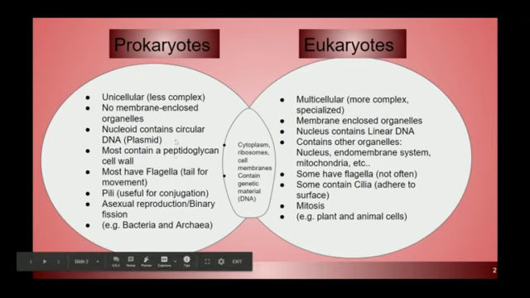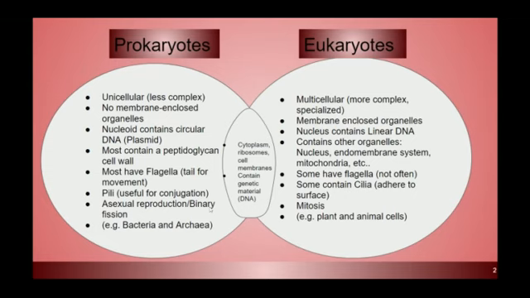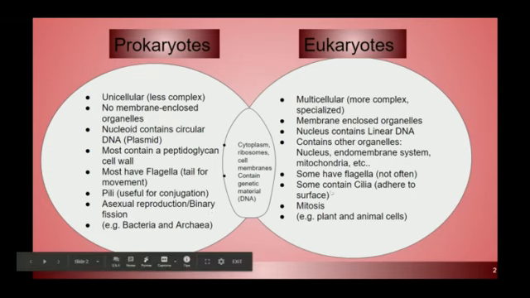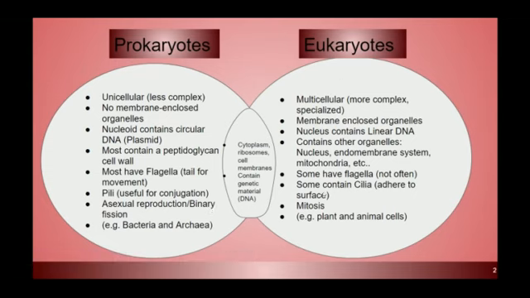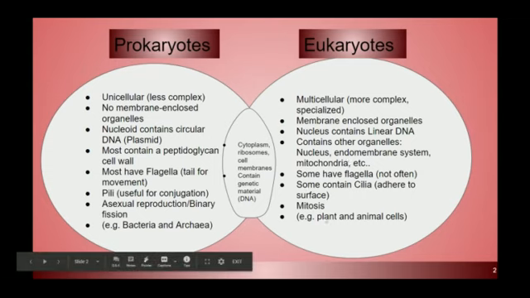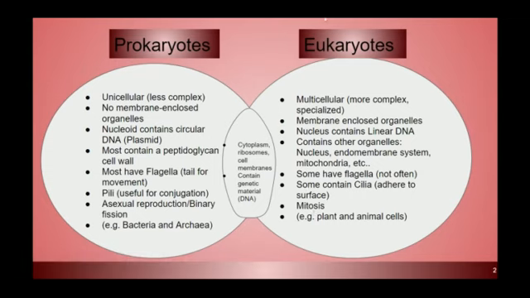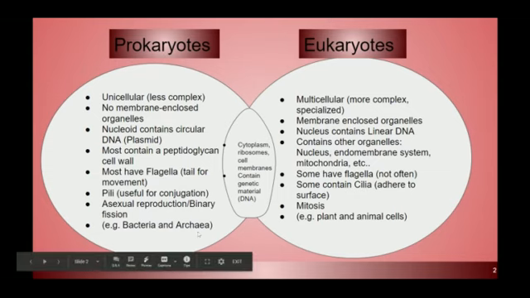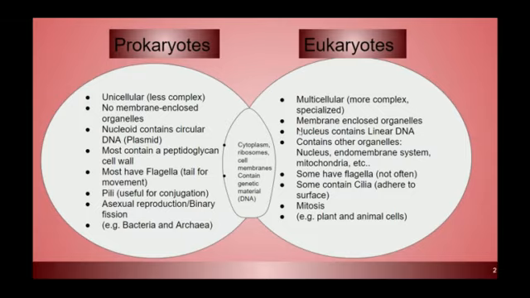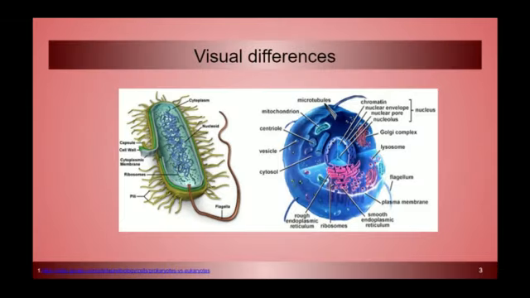Another difference is that prokaryotes asexually reproduce through binary fission, as opposed to eukaryotes, which make more eukaryotic cells through mitosis. All right. And finally, some examples of prokaryotes include bacteria and archaea, and then eukaryotes are pretty much everything else. So plants and animal cells, and we'll really talk about the distinction between these two types of cells in the next video. So let's take a look at the visual differences between them.